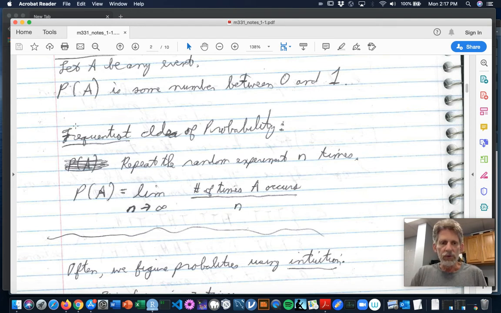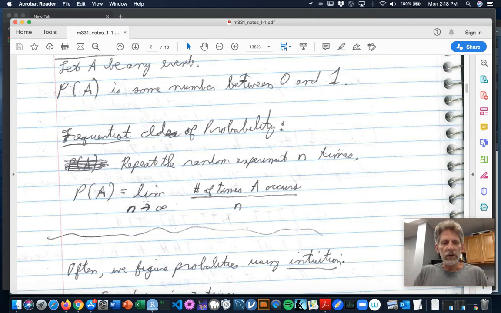A little bit more formally, it's like this. Imagine you're going to repeat the random experiment n times, where n is some big number, and say you compute the proportion of times the event occurs. So you count the number of times that A occurs and you divide by the n. That would be the proportion of times that A occurs.